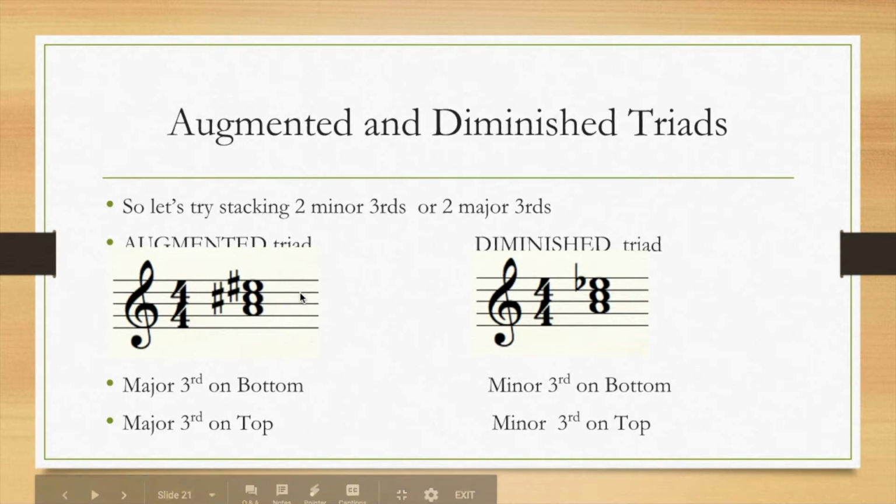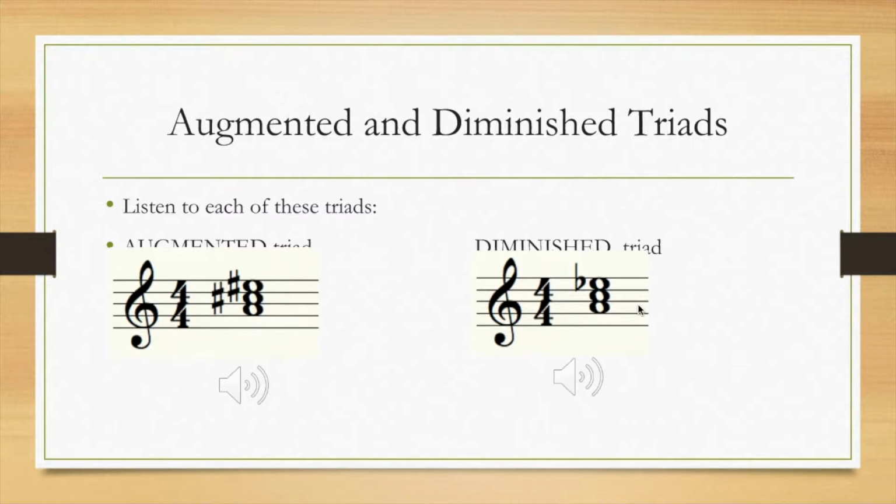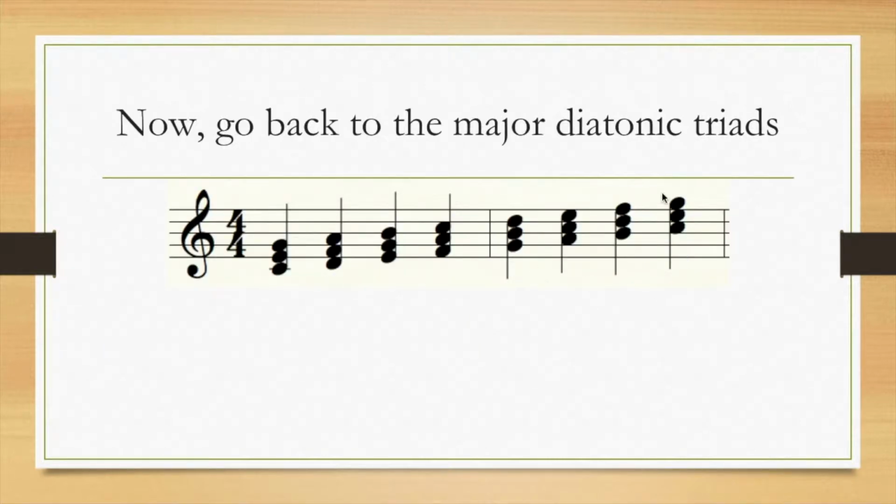This one is kind of new to us. We're going to call this an augmented triad. It's kind of behind that little JPEG right there. But this is called an augmented triad, and it contains 2 major thirds on top of each other. That's a great quiz question. Remember that. This one is called a diminished triad, and you already learned that. It has 2 minor thirds on top of each other. I played them for you already, so I can skip this slide.